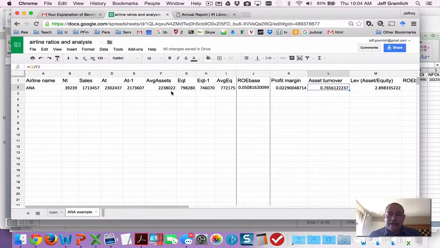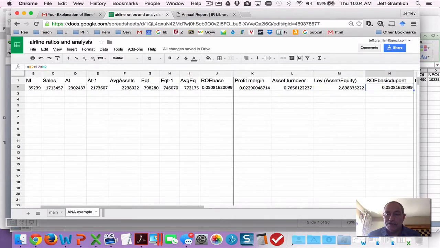And the leverage, which is going to be the assets divided by the equity. Keep in mind that we're doing the average because those are coming from the balance sheet. So we're going to take average assets, F2, divided by average equity, I2. And if we multiply those across, K2 times L2 times M2, we get 0.0508.